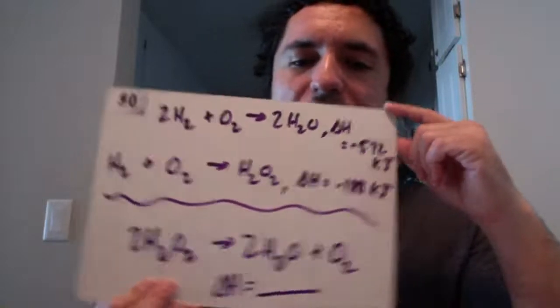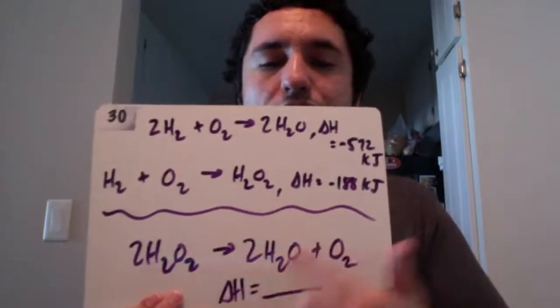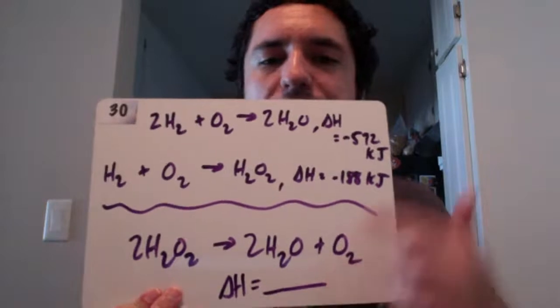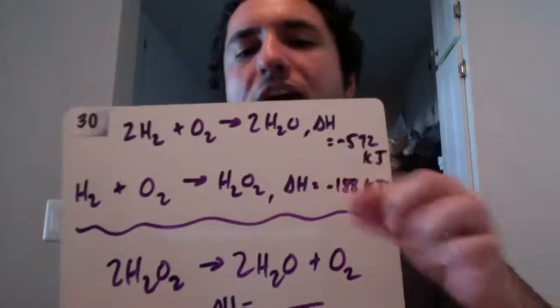But yeah, so Hess's law is basically saying the change in enthalpy for a chemical equation, a chemical reaction, is equal to the sum of the changes in enthalpies for the individual smaller reactions that make it up.